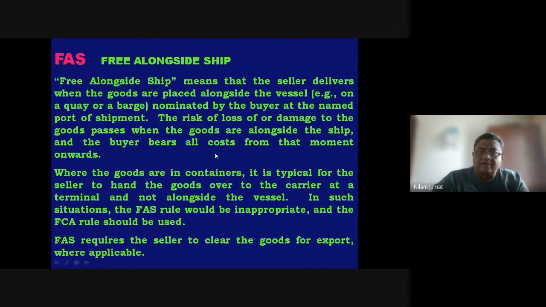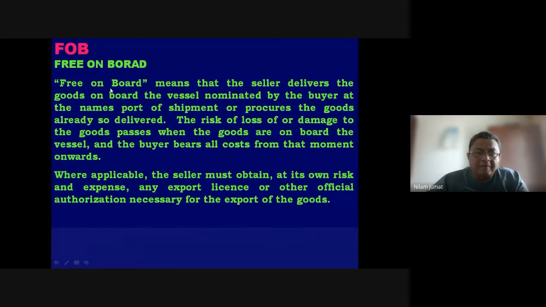Now FOB. Remember FCA? FOB is the same as that, with no difference. The only difference is that instead of handing it over to somebody in Gampaha, you bring it all the way to Colombo and put it on board the ship. While loading onto the ship, if the goods fall between the ship and the water, you still have not done your job. It is still not on board.